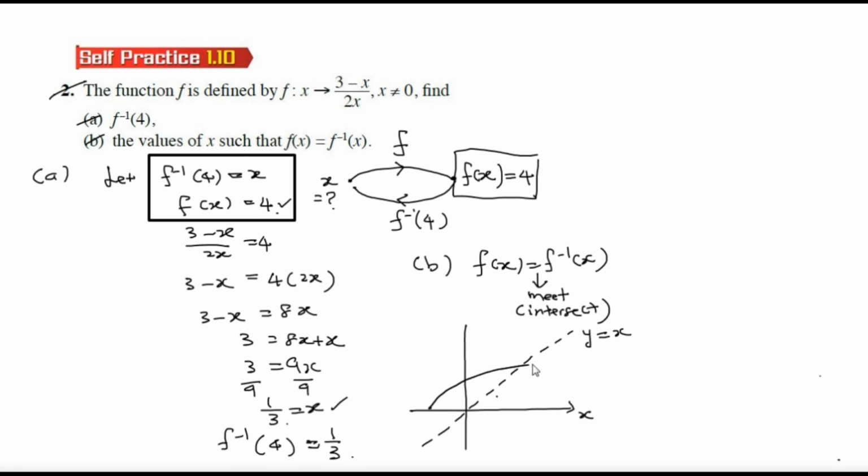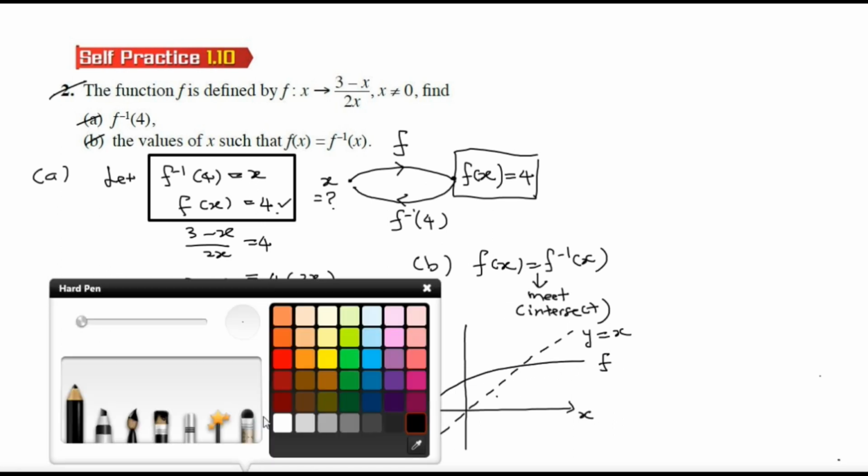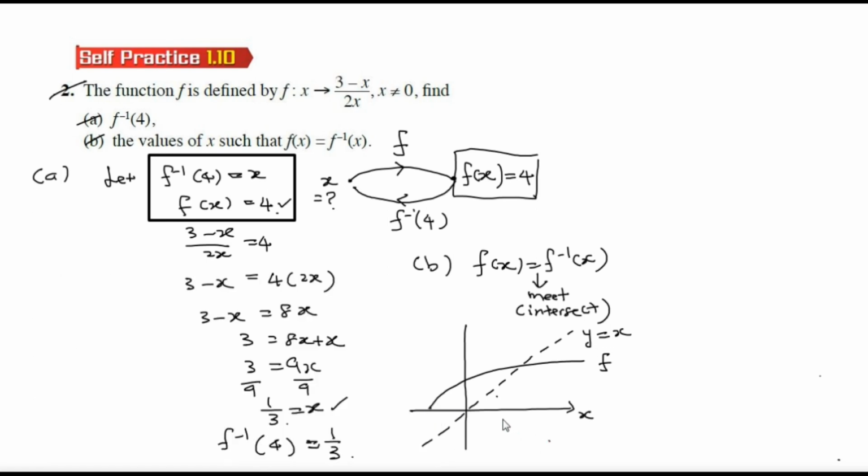Let's say this is f, and then I use the other color to draw the inverse. Let's say this is the inverse. Okay. Just remind you, this f and f inverse do not represent this graph. I just simply draw the graph of f inverse just to explain this.